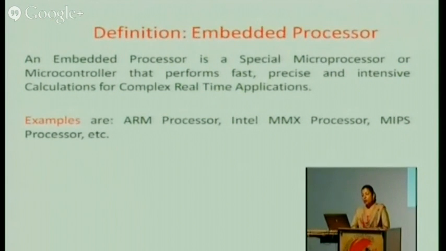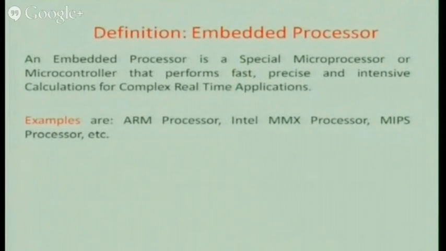Now, how can we say that it is a fast type of embedded processor? There should be some pipelining architecture, right? There should also be some power saving feature within that type of embedded processor, and they must provide intensive calculations for complex real-time applications. Examples include the ARM processor, Intel multimedia processor, and MIPS processor.